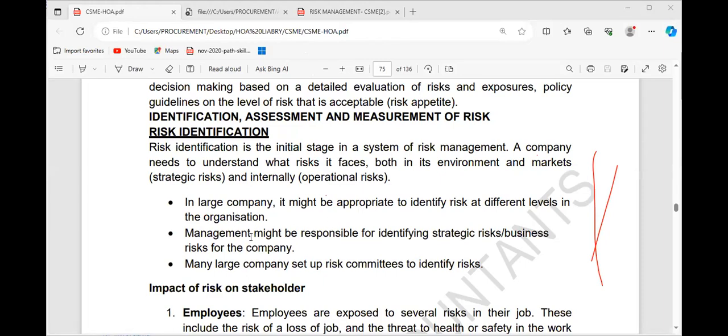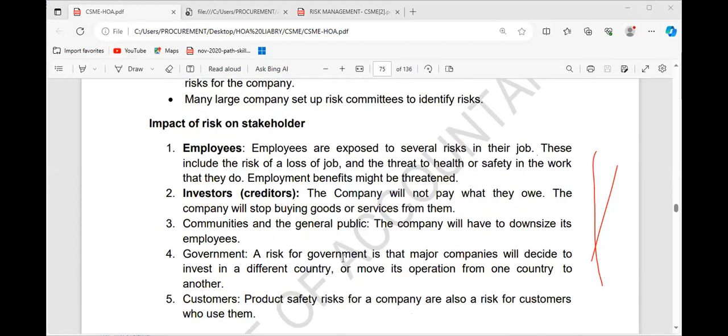Okay. So management are responsible for identifying strategic risk or business risks for the company. Then many large companies set up risk committees to identify risk. When I get there, I'm going to explain that one by one. I'm also going to use Pathfinder, our icon path, to point out some important areas that are not in this particular material. Impact of risk on shareholders, on stakeholders.